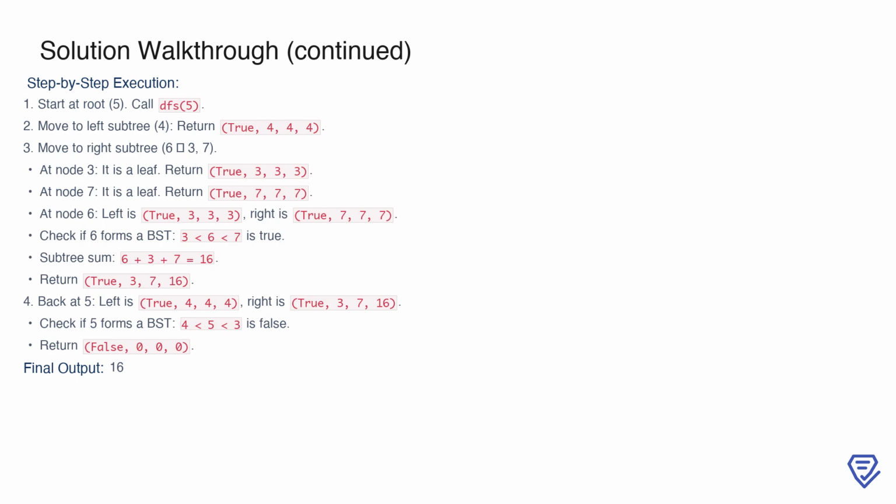The total sum for the tree is 4 plus 23, which equals 31. We update self.max_sum to 31, as it is the largest sum found so far. The final output for this example is 31.